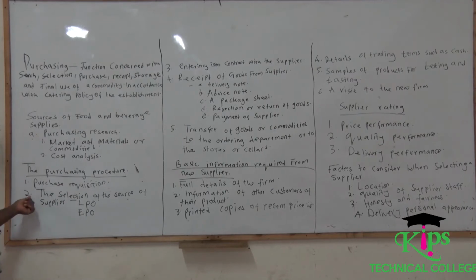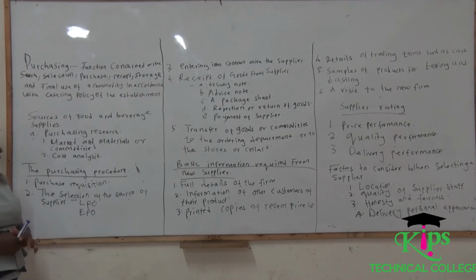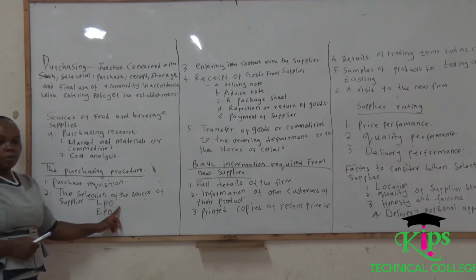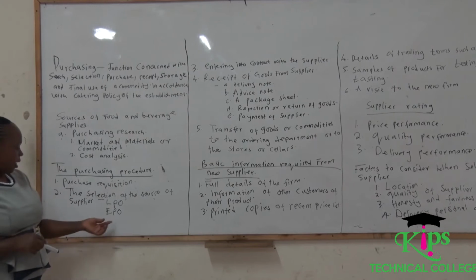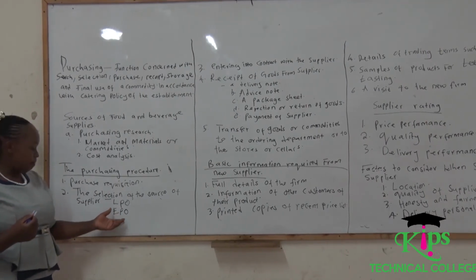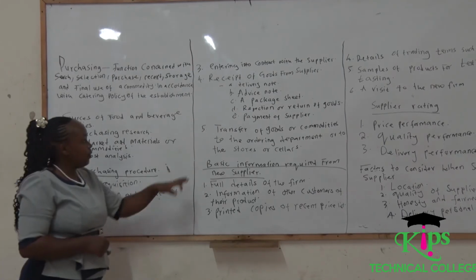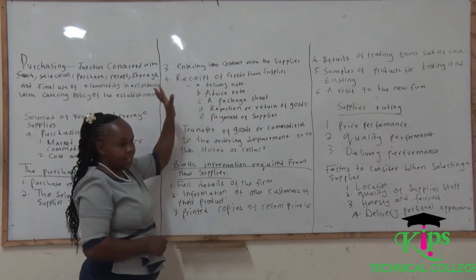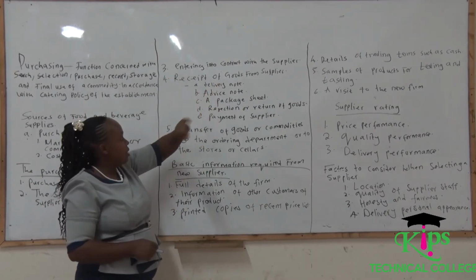The second procedure of purchasing is the selection of the source of supply. And when we are looking at the selection of the source of supplier, we are looking at LPO, which is local purchase order, if the order is being made within our country. If it is outside our country, it is called external or foreign purchase order. Now that is the selection of the source of supply. Number 3, entering into a contract with the supplier. Having identified the supplier and selected him or her, now you enter into contract with that supplier.